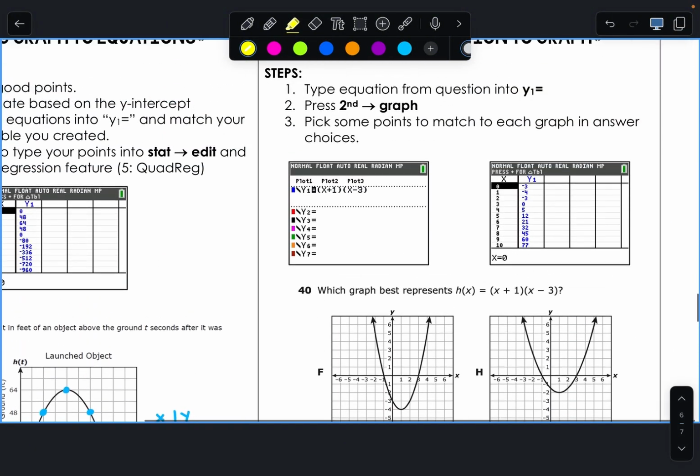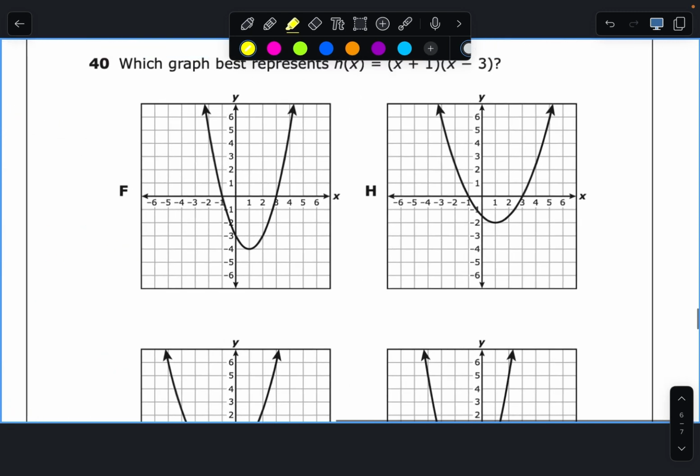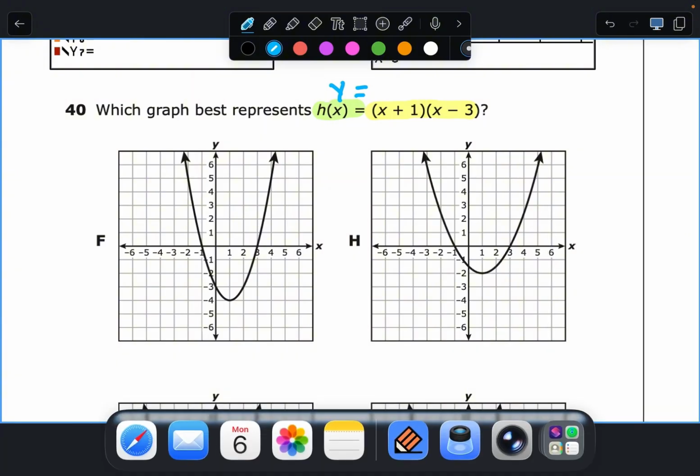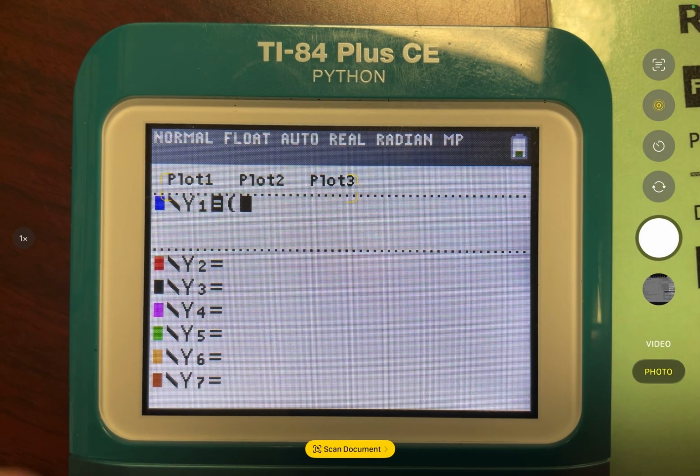The next one, same thing, matching a graph to the equation. But look at the equation they've given you. It's in binomial form. A lot of students are intimidated because they don't want to solve it. Let the calculator do the solving for you. This is technically ready to put into y equals. I'm going to put the equation into y equals, x plus 1, x minus 3, and let the calculator do the math for me. If you see something that is already solved for y, chances are you can put it into y equals.